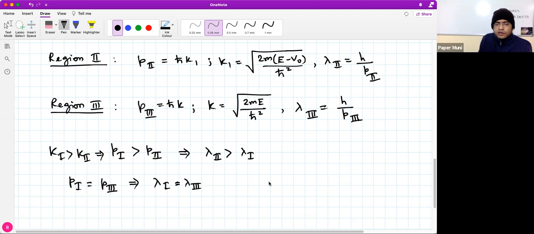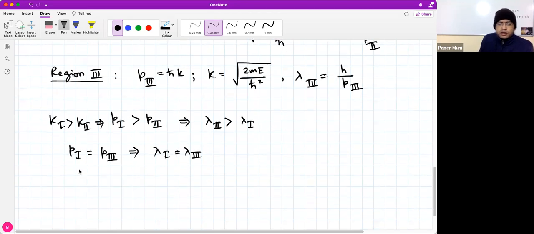So in this case this is what we have here. The lambdas, whatever we are talking about, are de Broglie wavelengths of the particle.